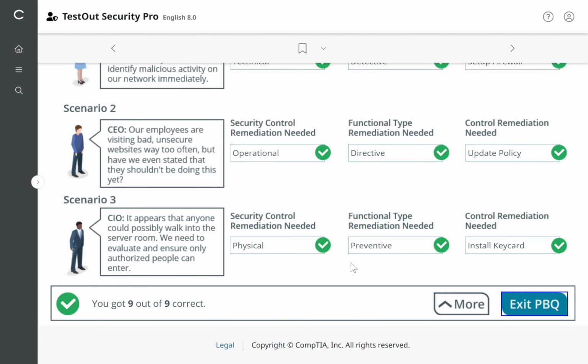So in a nutshell, this was the most challenging, scenario 3 and also scenario 2. If anyone can possibly walk into the server room, we need to look at our physical controls. A keycard is also a physical control. If you do not have this keycard, you will not have access to that particular server room. And when we implement that keycard, we are trying to prevent, to ensure that only authorized people can enter.